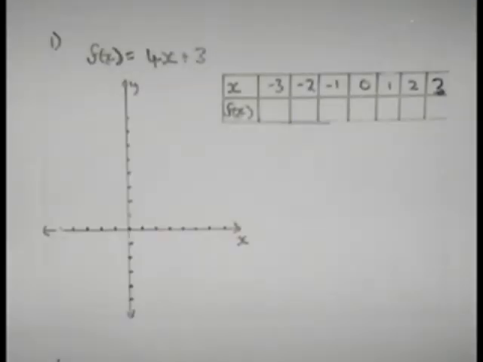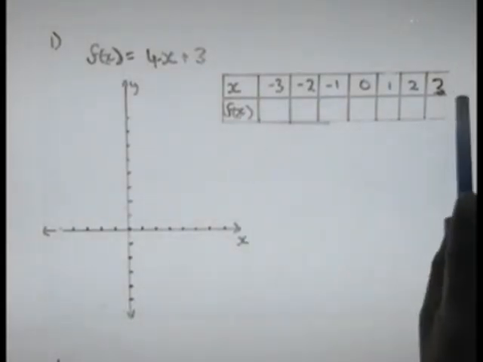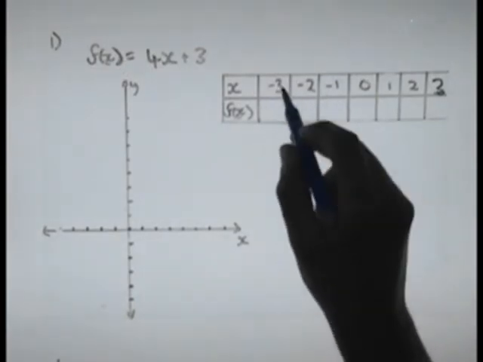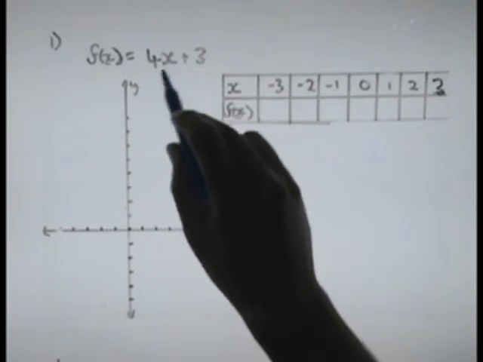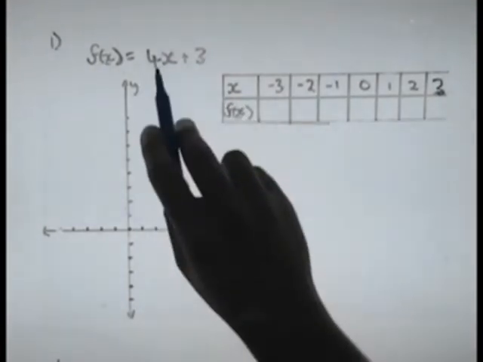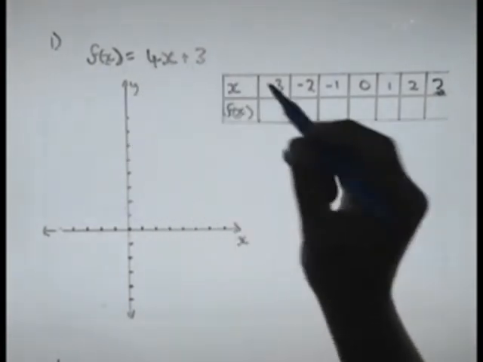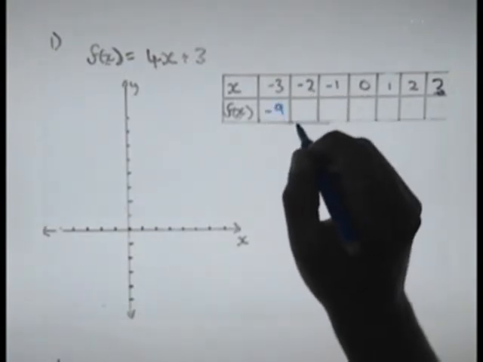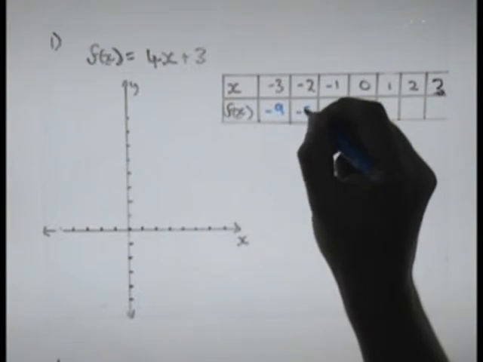The first function I gave you to do was f of x is equal to 4x plus 3. The accompanying table looked like this. Let us fill in the table first. If I substitute negative 3 into that, it will become 4 times negative 3, which is negative 12, plus 3 is negative 9.